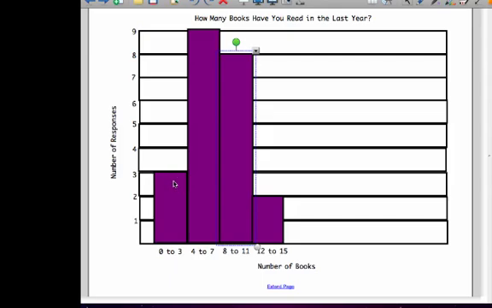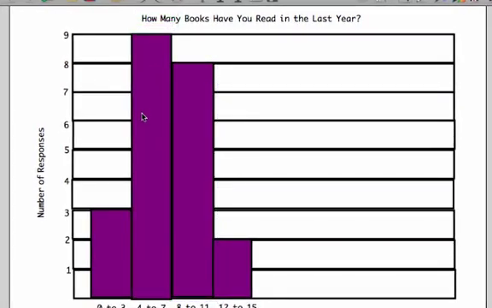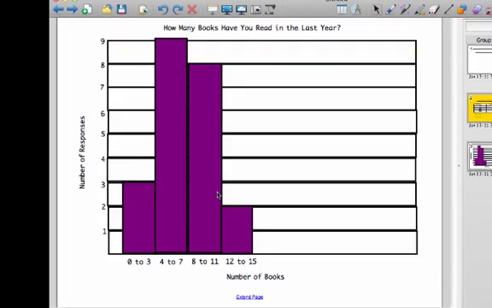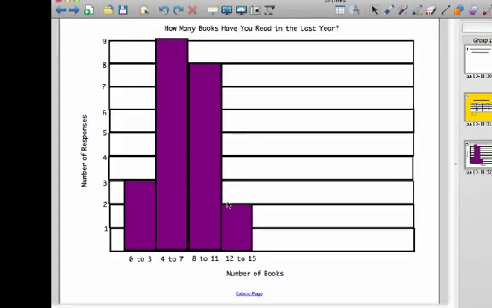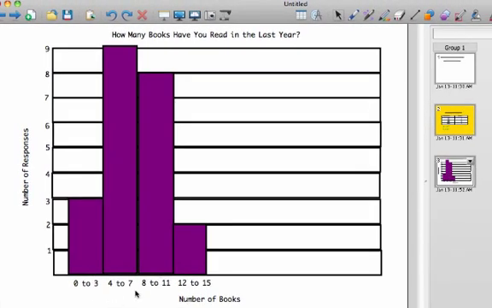Some of the things that we could figure out from here, well, we could figure out that there were 3 plus 9 plus 8 plus 2 people, which equals 22 people. There were 22 people surveyed. We could say nobody read more than 15 books. We could say that, for the most part, the class read 4 to 11 books. You can make general assumptions about this histogram.